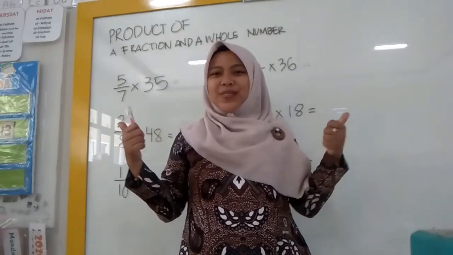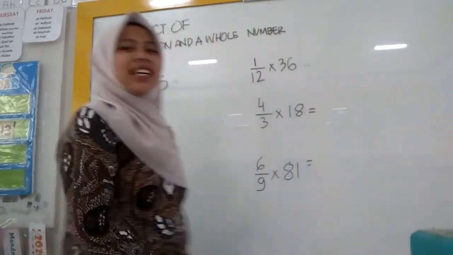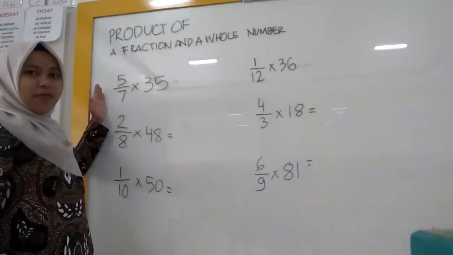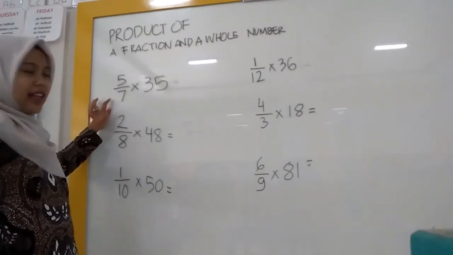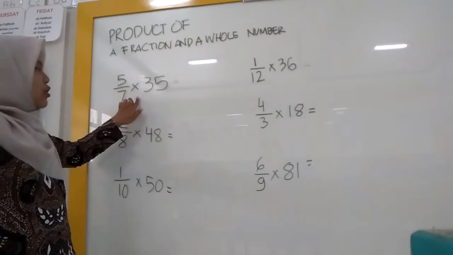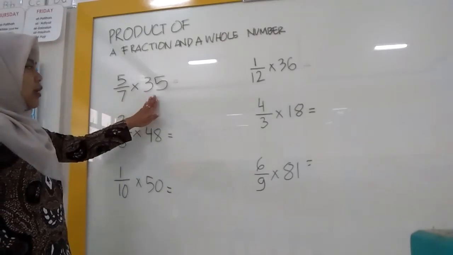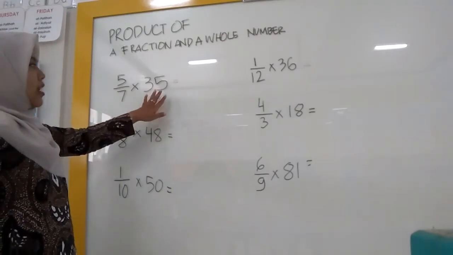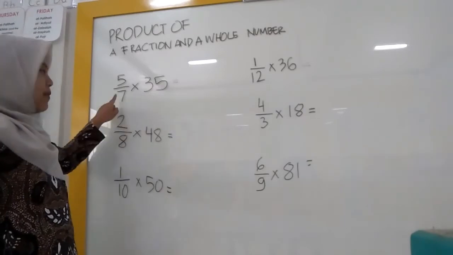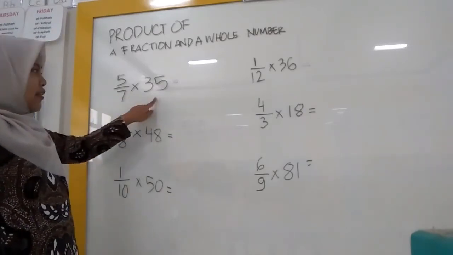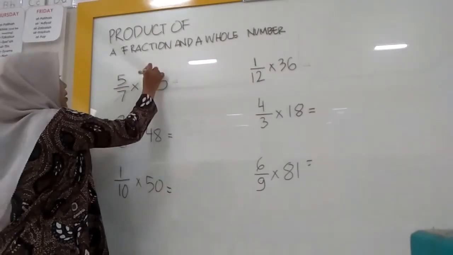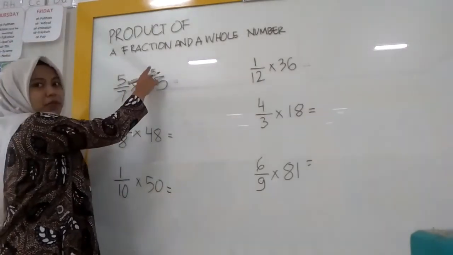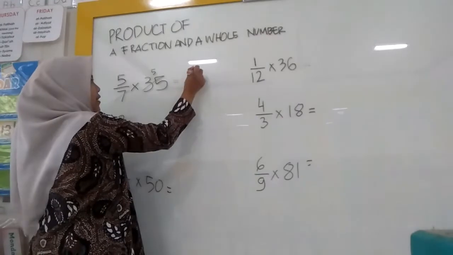So let's practice with these questions. Let's have a look at number 1. We see 5 over 7 times 35. So what we need to do is divide 35 by 7 first. 35 divided by 7 is 5. And then 5 times 5 is 25.